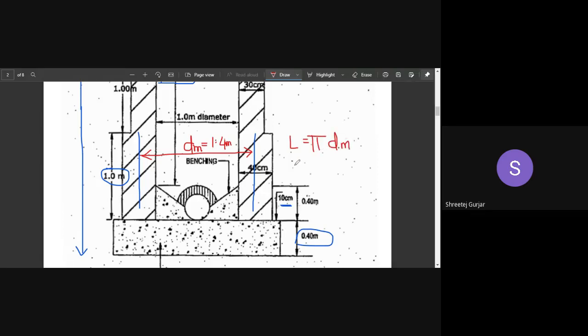So length we have got. Then quantity will be what? Length into the height of that section. Height of that is 1 meter, right? Depth. If you do that, you will get it for the first step.